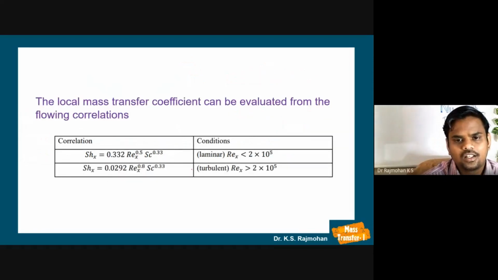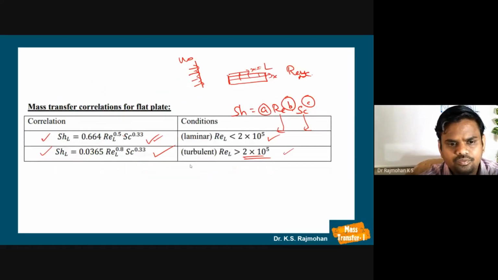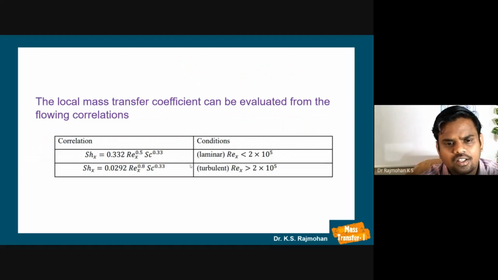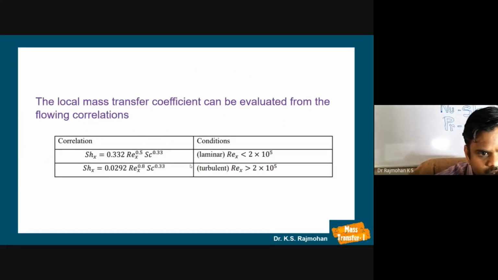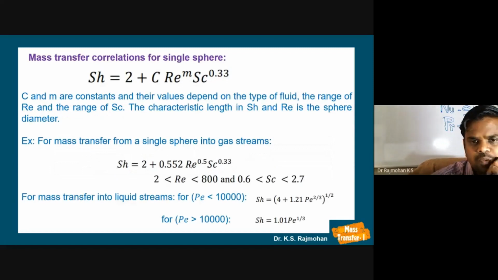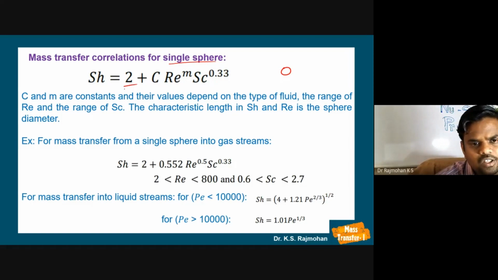So if you consider another mass transfer coefficient, same thing. We have another relationship similar to that one, when Reynolds number is less than 2 into 10 power 5. And if it is flow past a single sphere, an expression similar to this is applicable for the mass transfer coefficient. We have a constant 2 plus c into Reynolds number power m into Schmidt number power 0.33. So this is the expression for flow past a sphere.